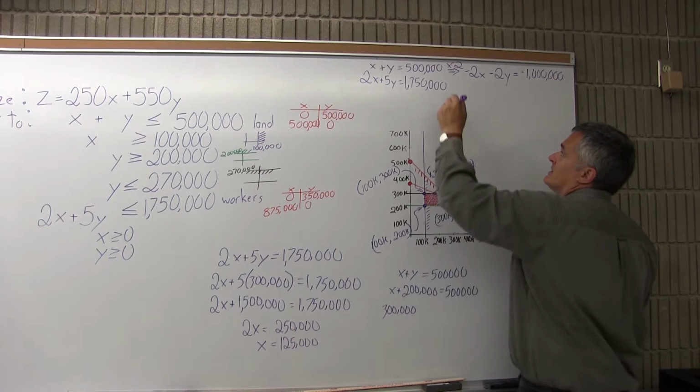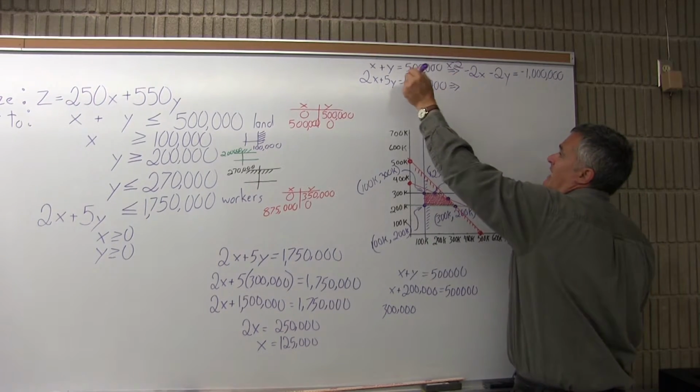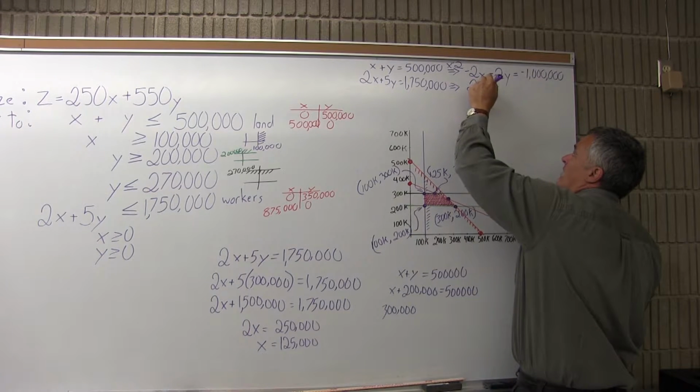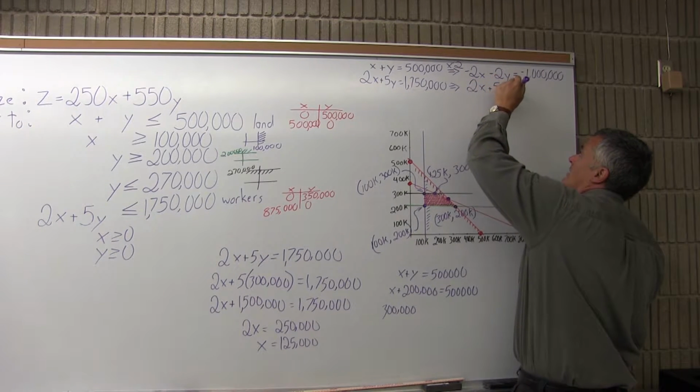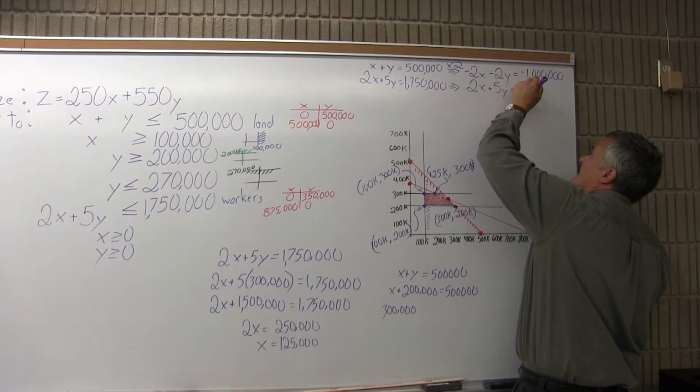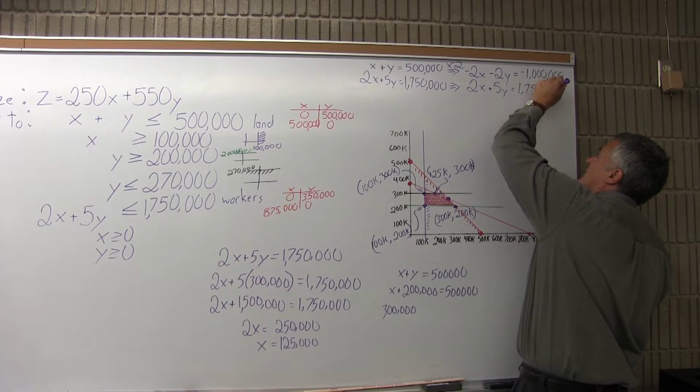And the bottom equation doesn't need to change. I just copy it exactly as is. It will say 2x plus 5y equals 1,750,000.